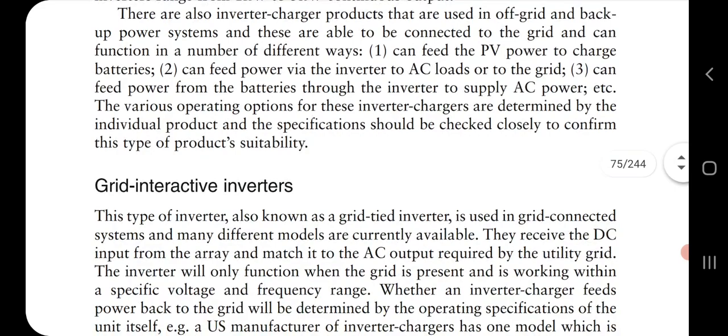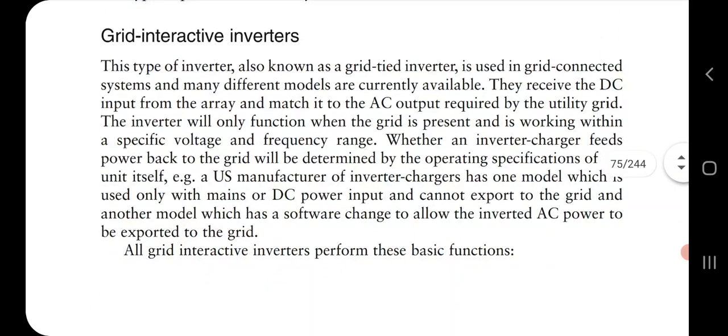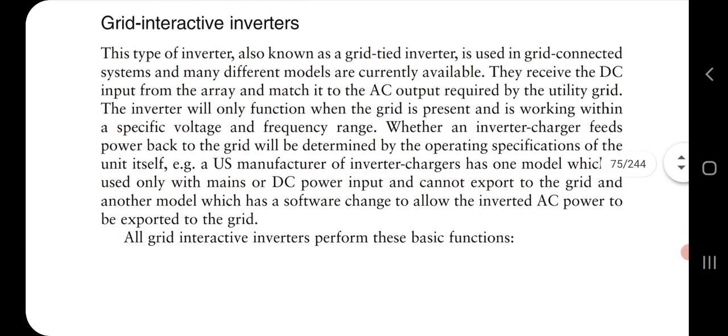Now the grid interactive inverter is quite a different type of inverter. It is not a normal inverter. It is used particularly to send the supply to the grid, and it operates only when it is connected to the grid, so it is called a grid tied inverter. It also converts DC to AC, but the frequency range and voltage match with the grid. It has many interactive functions.